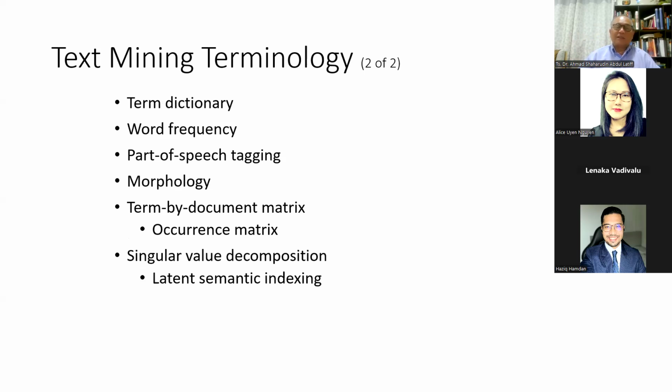Term dictionary is the dictionary that refers to terms. You can try to look into WordNet; with WordNet you can get the term dictionary, something like a thesaurus. Word frequency is the frequency of a word that appears in certain documents. Part of speech tagging is when you tag the part of speech, such as noun, verb, adjective, and so on. And then morphology is the evolution of words from root word to derivative words.